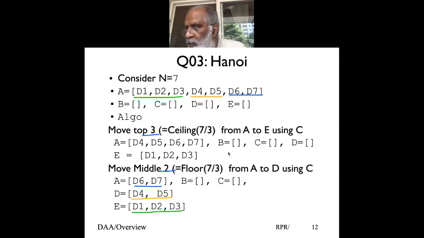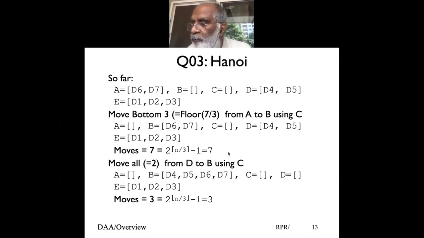Now what I need to do is move A to B, so I move A to B. I'm moving this D6, D7 to B. A becomes empty. My D has still the same, whatever the default middle part, and E has the top part.